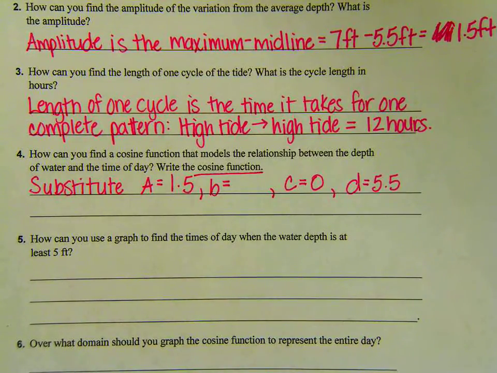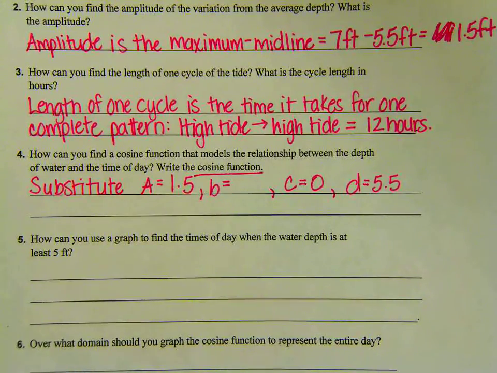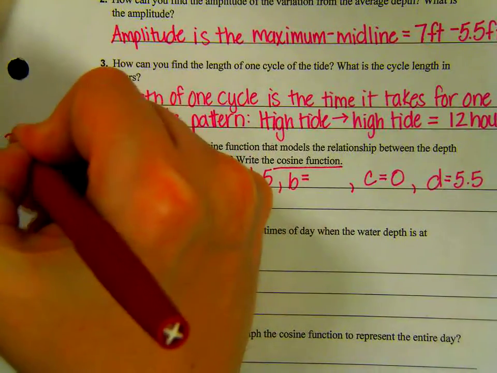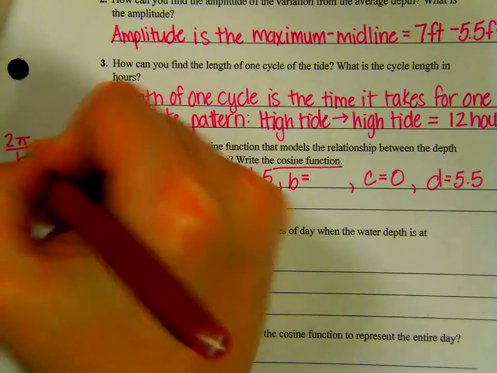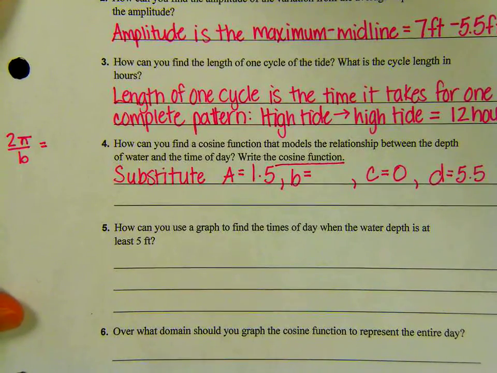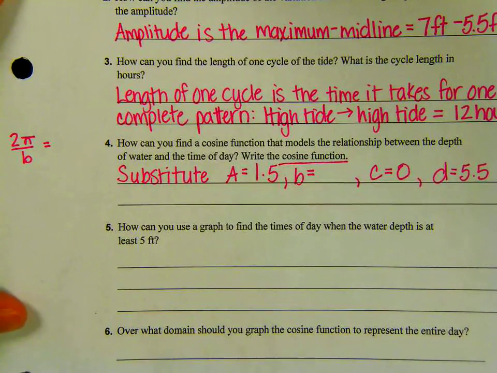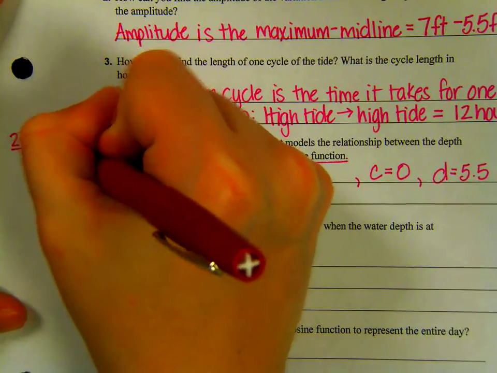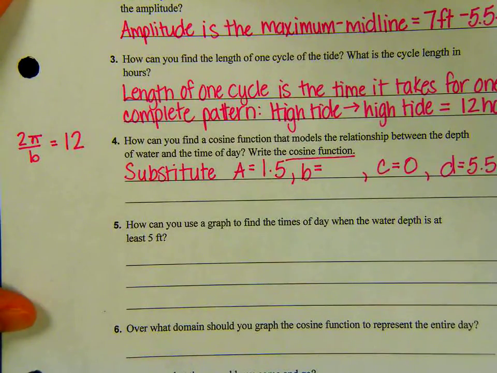There are 2 formulas that we had that had B in it. We had C over B. We also had 2 pi over B, and usually that's the one we use. So what is 2 pi over B a formula for? The period. And what did we say the period was? It was 12. So now I just have to solve for B to figure out what it is.